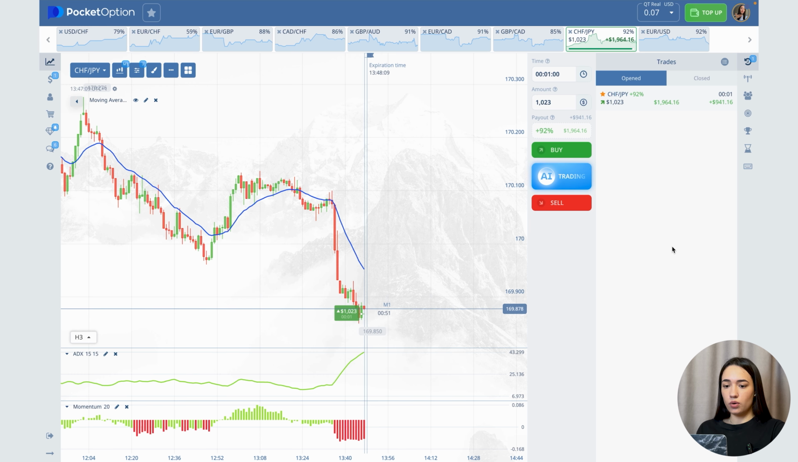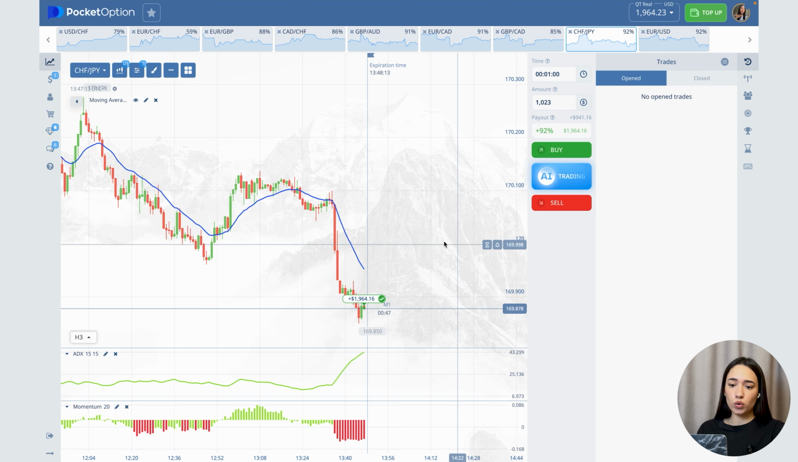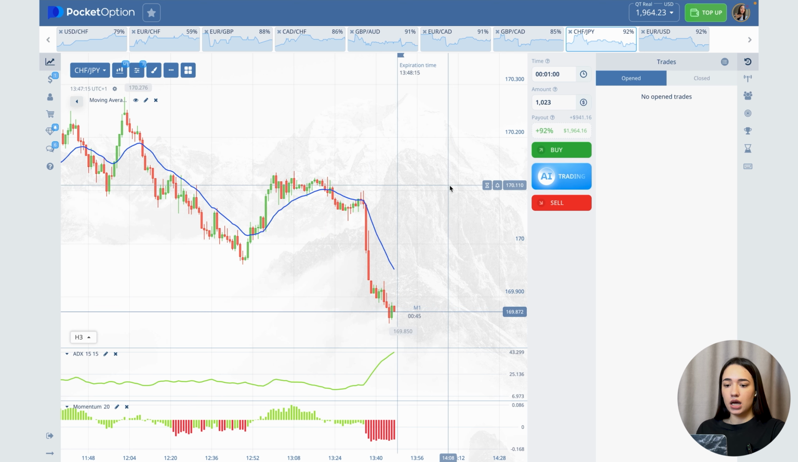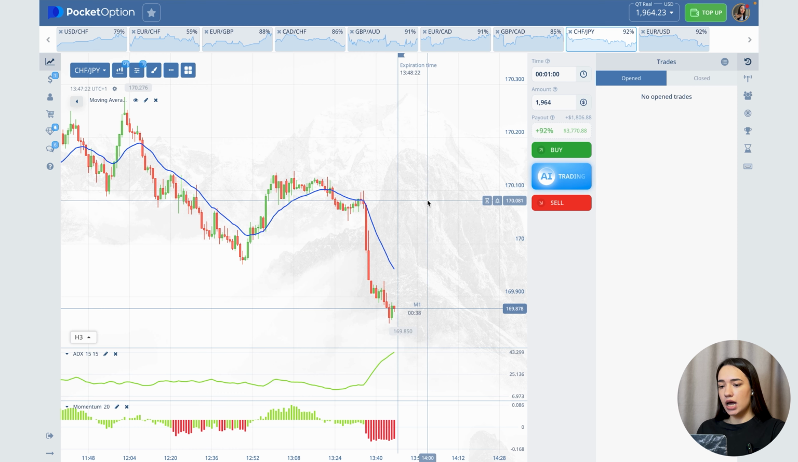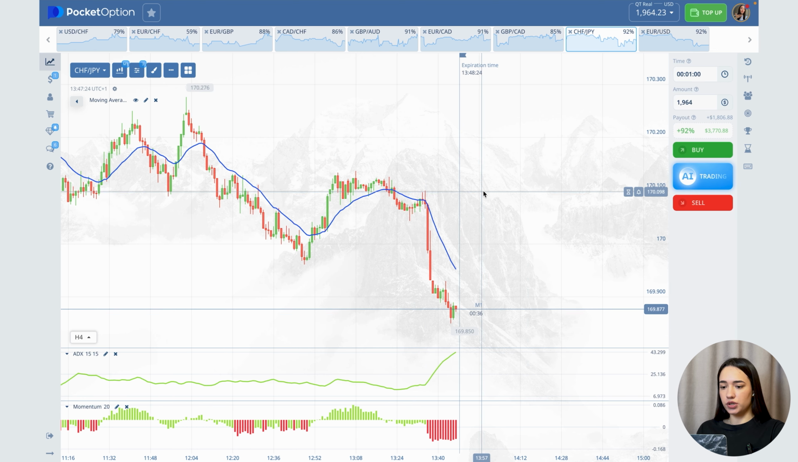And yeah, the 1 minute pullback took place, and the position was quite confident in my opinion, and I closed in positive. So let's also bet the maximum amount of the balance. Let's continue and select the next entry point.